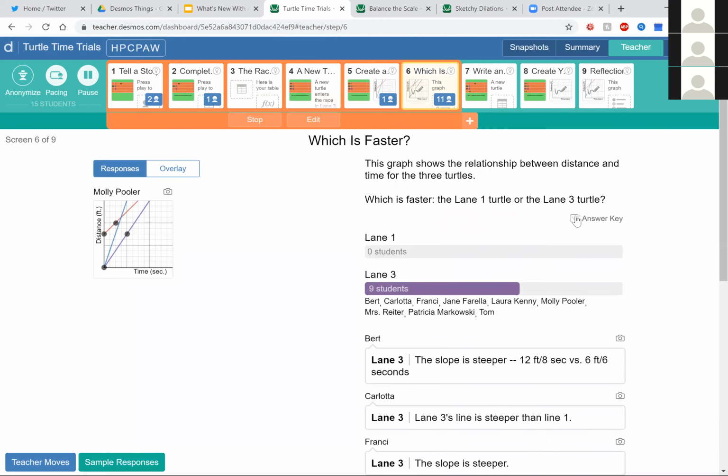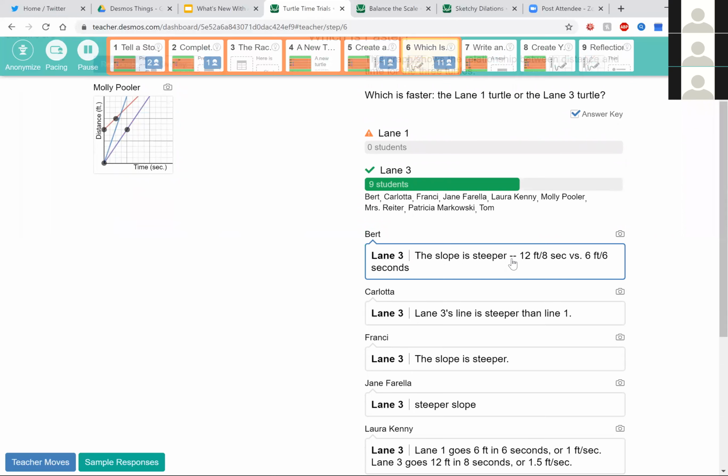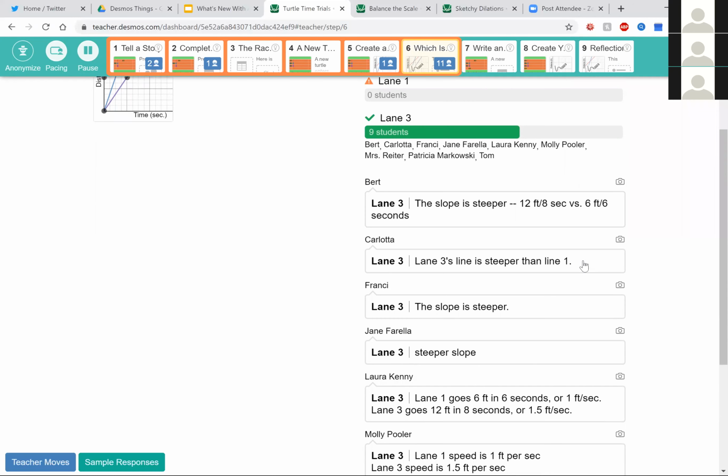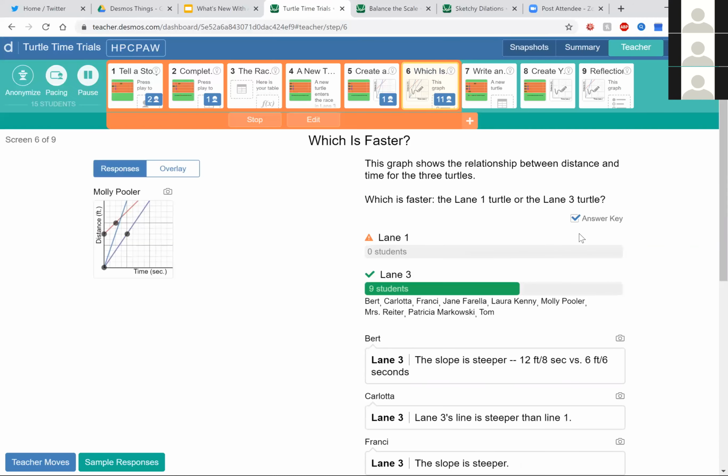Which is faster, lane 3 turtle or lane 1 turtle? And notice I can look at the answers. The slope is steeper. Lane 3 is the faster. Lane 3 is steeper, steeper slope, higher slope. Line is steeper. Somebody went so far here as to actually figure out the speeds, steeper line. Will all the kids talk about steepness? Some of them will, and you'll want to leverage some of those amazing responses in front of the class.